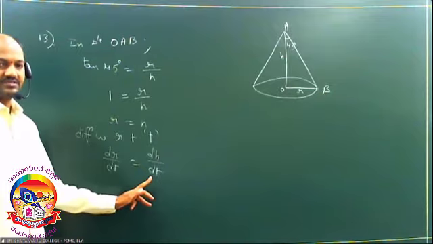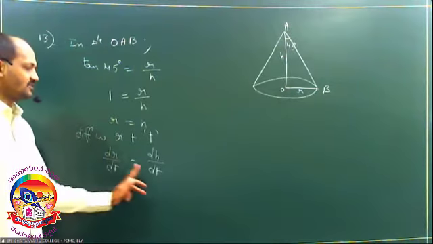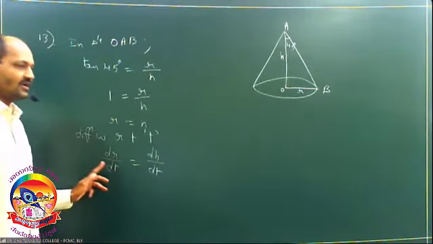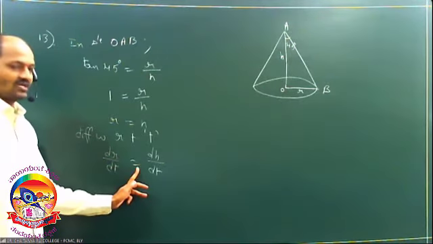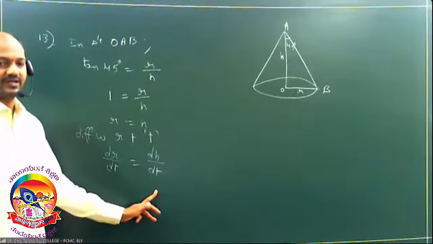Rate of change of height. It is dr by dt is equal to dh by dt. That is, the rate of change of base radius is equal to the rate of change of height.